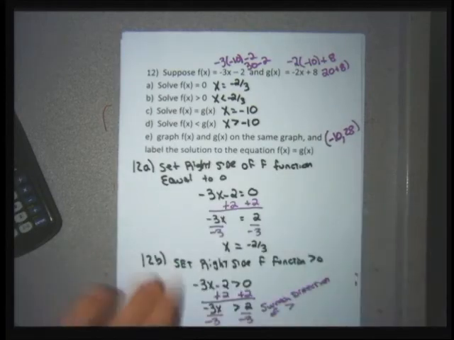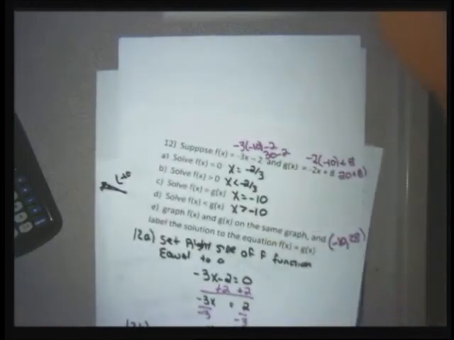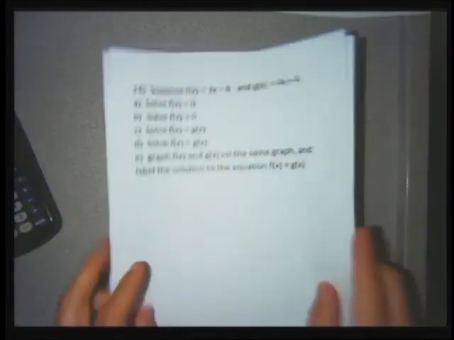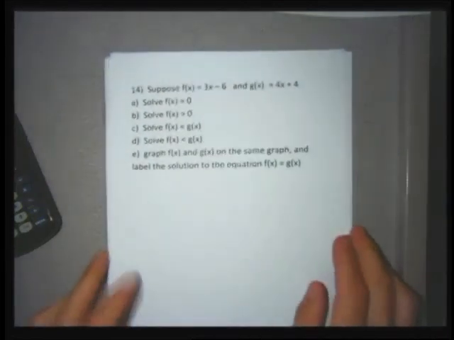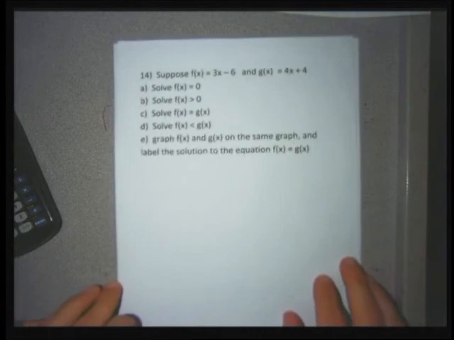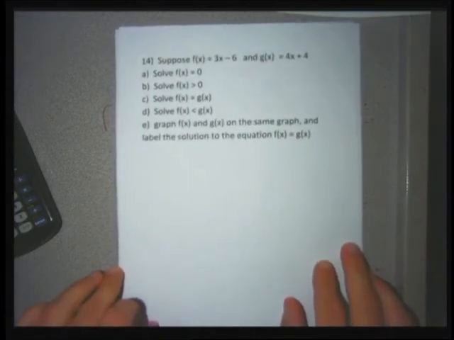All right, so now let me move on to 14, which I imagine is a similar problem. 14 again asks the exact same questions for a new set of functions. So the first part of 14, part A, wants me to find where f of x is equal to 0.